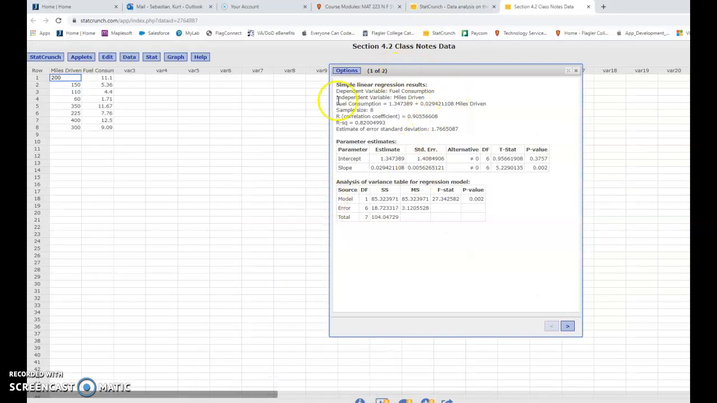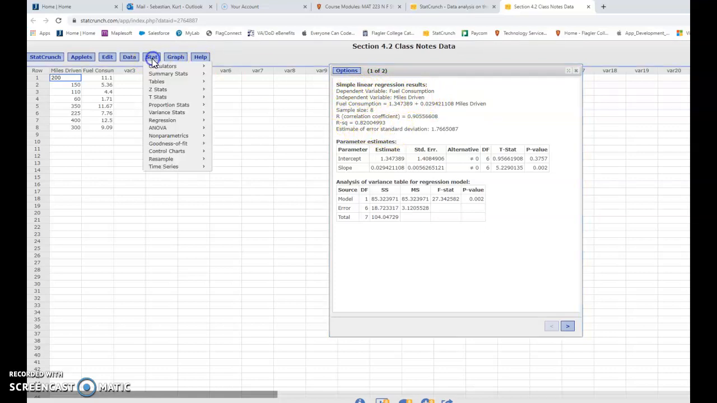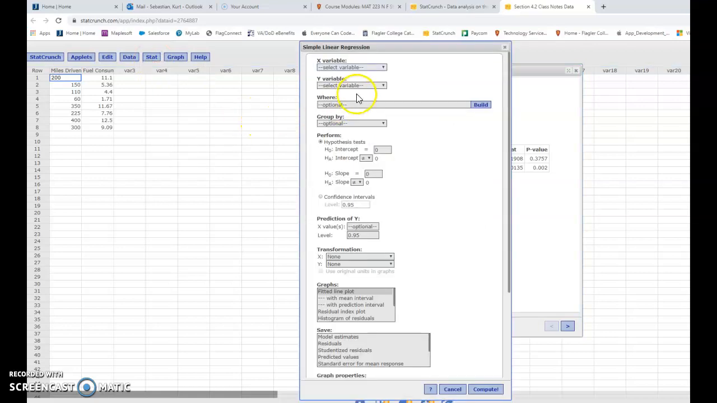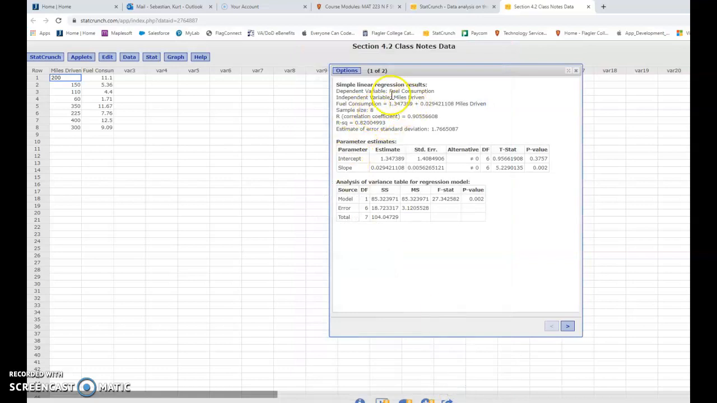Okay, so these were the results. This is exactly what I had cut and pasted into your notes. And remember, we got this by going from stat, regression, simple linear. I chose X to be miles driven, and I chose Y to be fuel consumption. We could switch them around. The correlation coefficient would stay the same. The scatter plot would look different. But let me cancel this because I already did it.